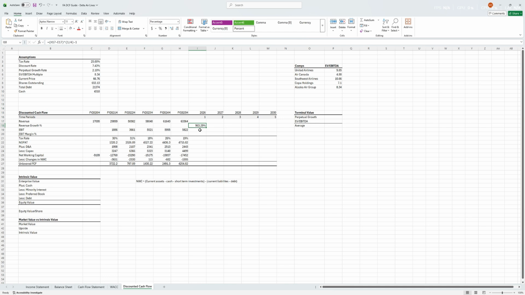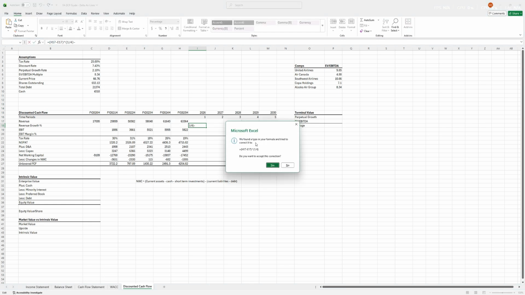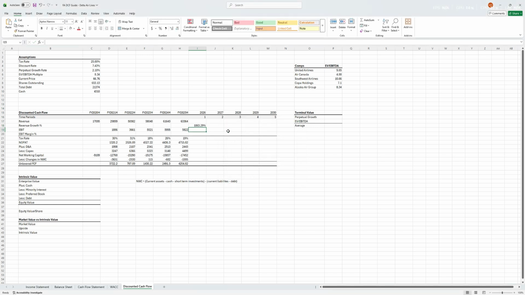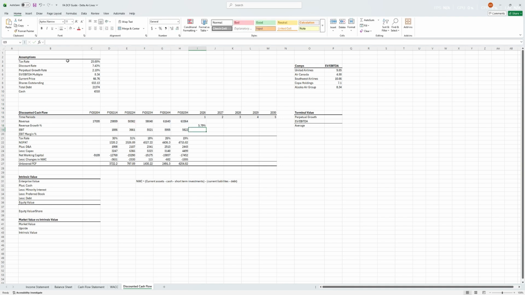And that is incorrect for some reason. Divided by 4. I know I made a quick typo. It is not minus, it's divided right here. Apologies for that. There we go. There's our compound annual growth rate.